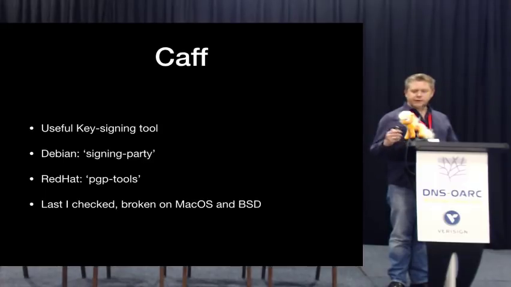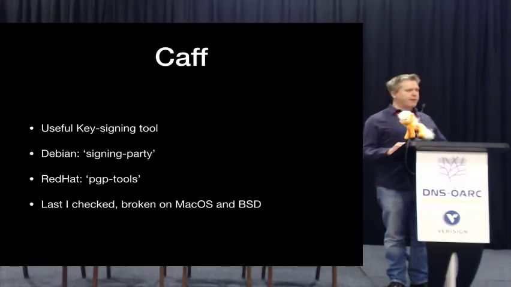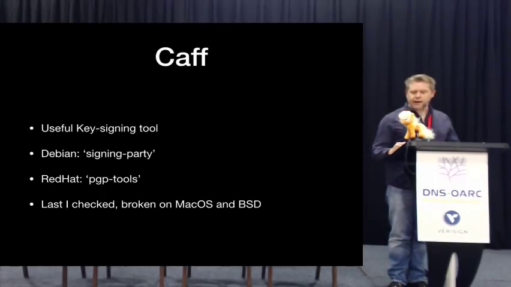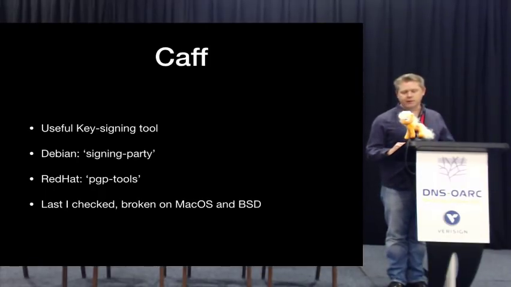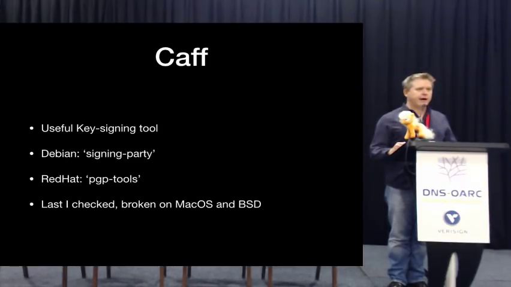There's a tool for doing this. It's called caff. It gets distributed for Debian in a package called signing-party, and for Red Hat in a package called pgp-tools. Unfortunately, the last time I checked, caff depends on a library that is currently broken in macOS and BSD. So unfortunately, you can't install it directly on either of those operating systems at the moment.